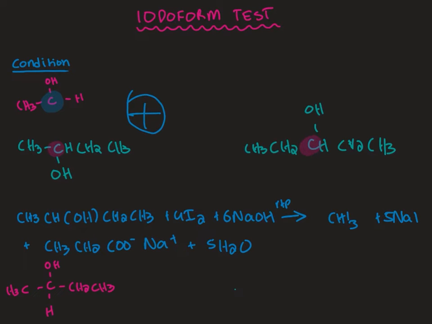Now let's look at another example. Over here, the carbon that I've highlighted is bonded to the OH group, an H group, but there's no methyl groups. You only have two ethyl groups over here. So in this case, you're going to have a negative iodoform test.